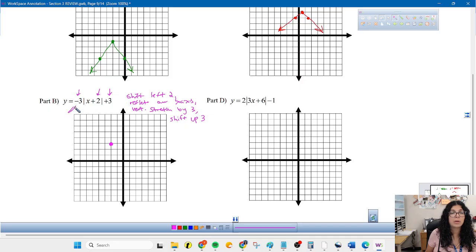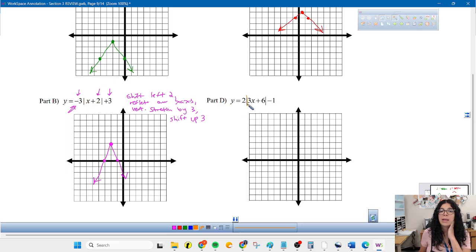And then our slope to the right is -3. So down 3 to the right 1 for the right side, and down 3 to the left 1 for the left side from that vertex. Perfect. Last one, part D.